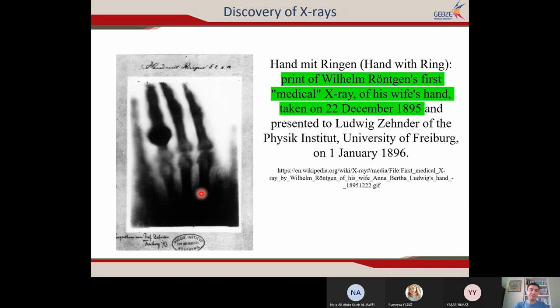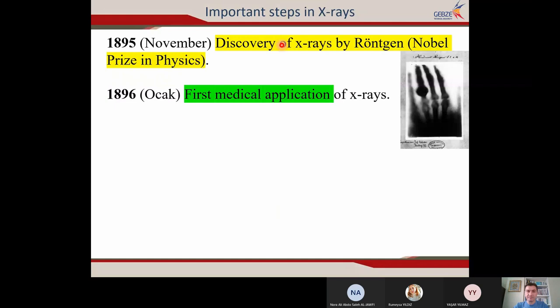Then Röntgen presented this to Professor Zehnder. Here you can see the name of Professor Zehnder. Here you can see, I think, the stamp of the University of Würzburg, where at that time Wilhelm Röntgen was working. Now let's have a look at important historical steps in X-ray science, and also for the X-ray industry and X-ray applications. So you will see how these important steps change our life.